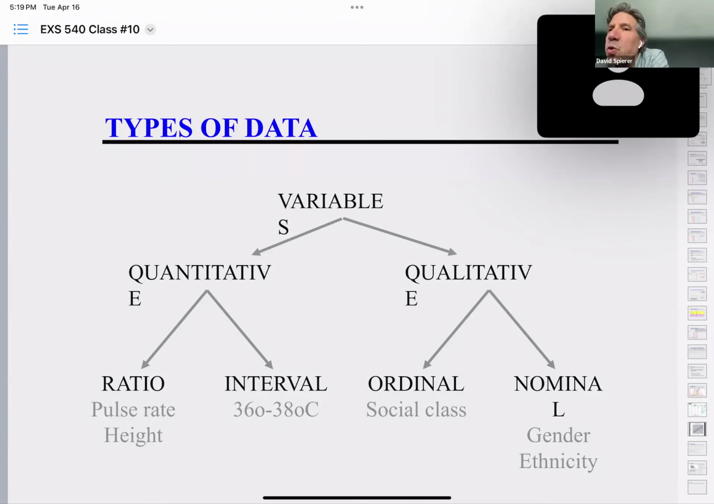Now, when it comes to qualitative, there's ordinal and there's nominal. Ordinal is really categorical. If we're looking at social class, let's say lower, middle, and upper class, because we're measuring purchase prices of real estate in a certain geographical area, we're going to look at classes and categorize those classes, and that's a qualitative type of data.